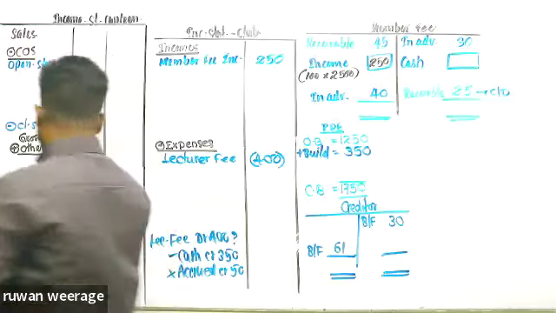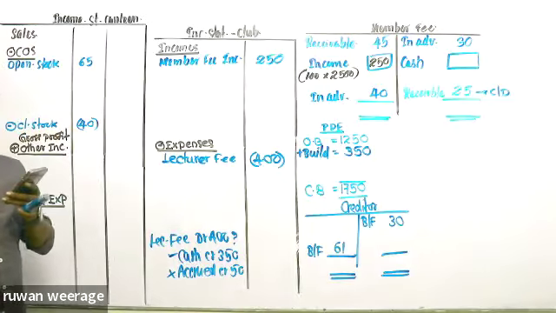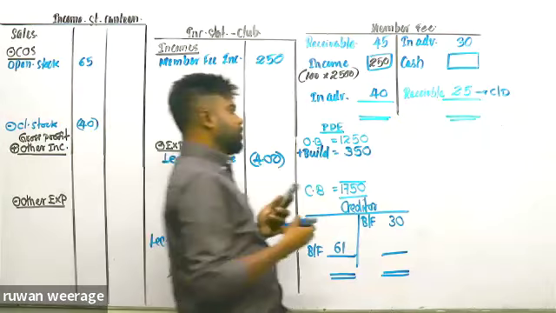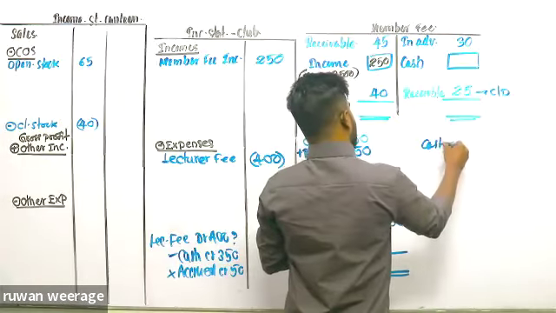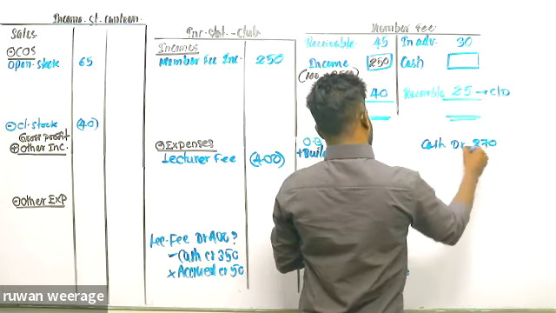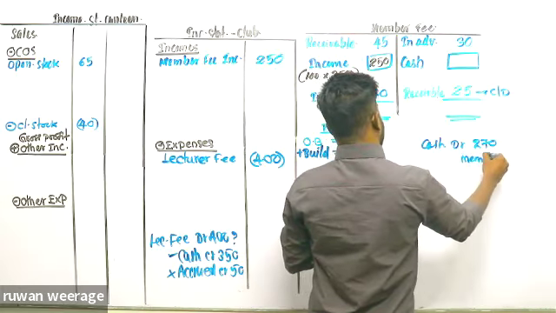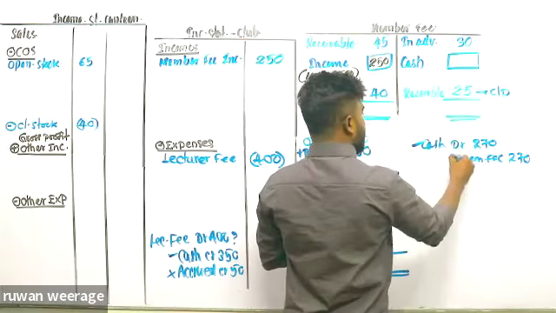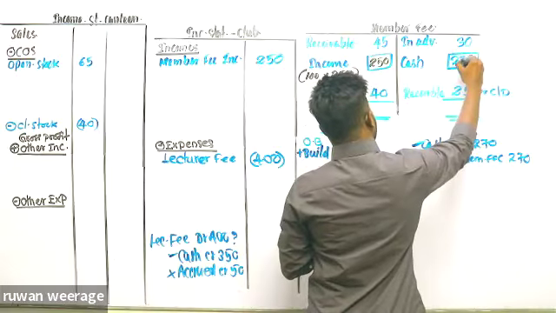Right. Now look at the cash account debit side. Opening balance, member fee received. And what's the double entry of member fee received? Cash debit, how much? 270. And the member fee account credit. It is credited to the member fee account. This is all recorded, credited to the member fee account here, 270.